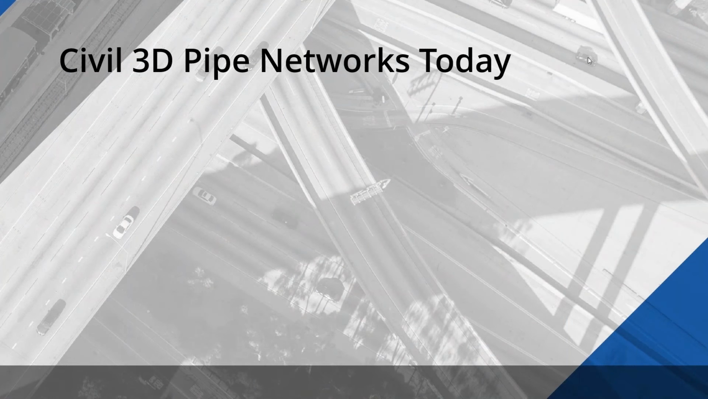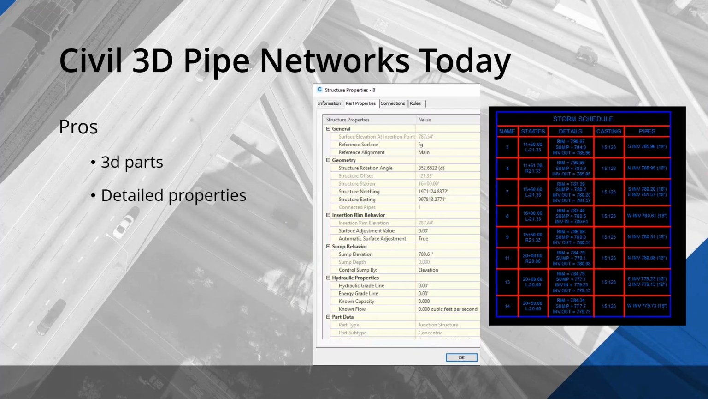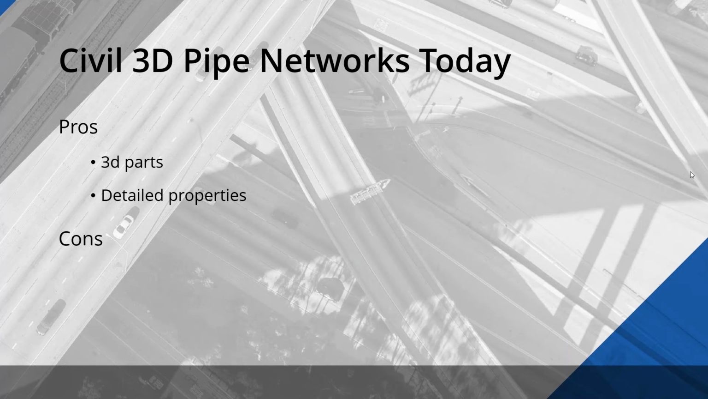So I want to talk a little bit about Civil 3D pipe networks today and what they look like, what's good about them, what's not so great. What are some of the pros? They are 3D parts, right? We can't deny that. And what do you get with 3D parts? You get the ability to cut cross sections and profiles, and they're model type tool sets. There's a lot of detailed properties in them that allows us to table things, allows us to label things very easily. We're not having to type out that information.